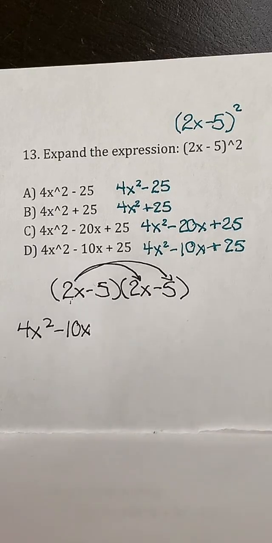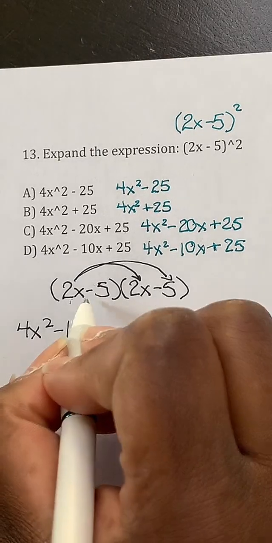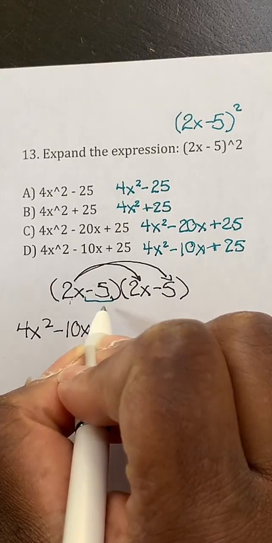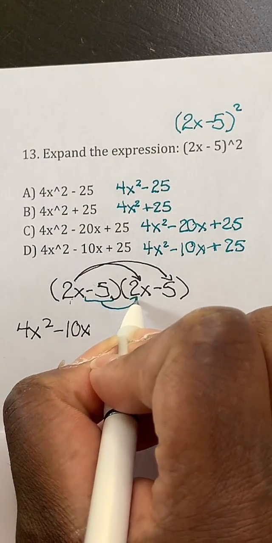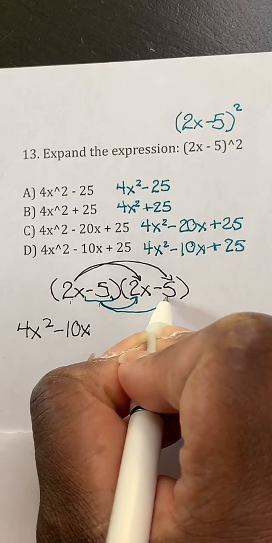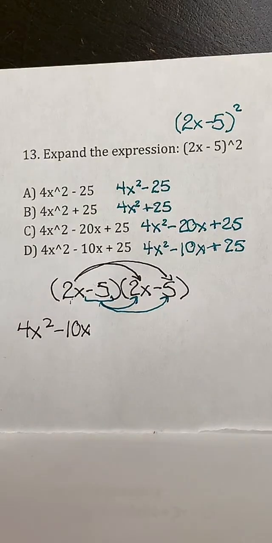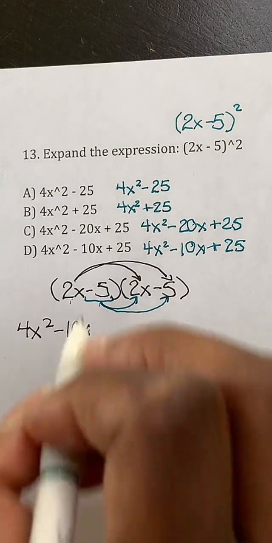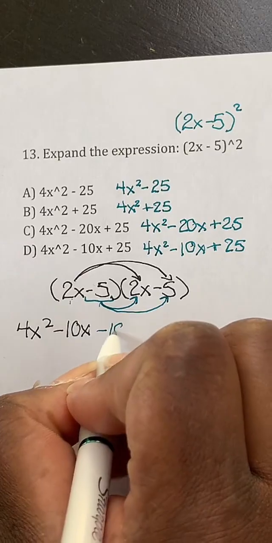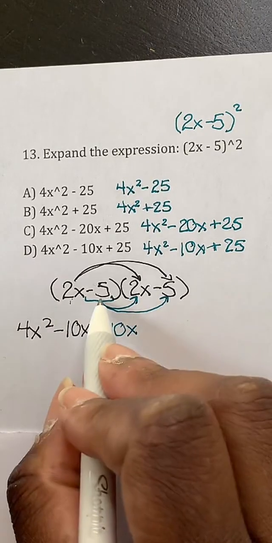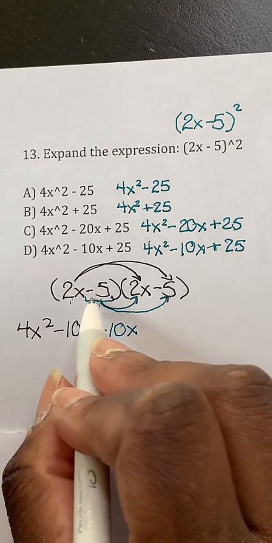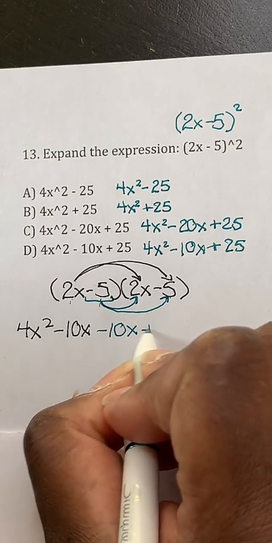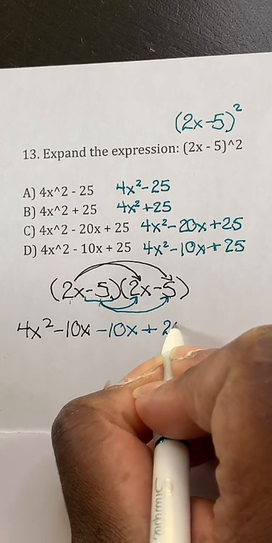Now we're going to take this negative 5 and distribute it to the second parenthesis. So it's negative 5 times 2x. That gives me a negative 10x. Negative 5 times negative 5. Remember, a negative times a negative is a positive. And 5 times 5 is 25.